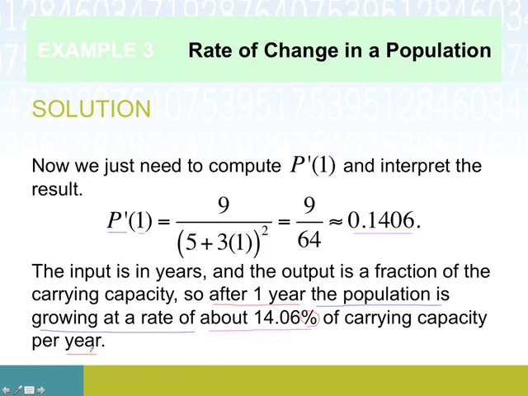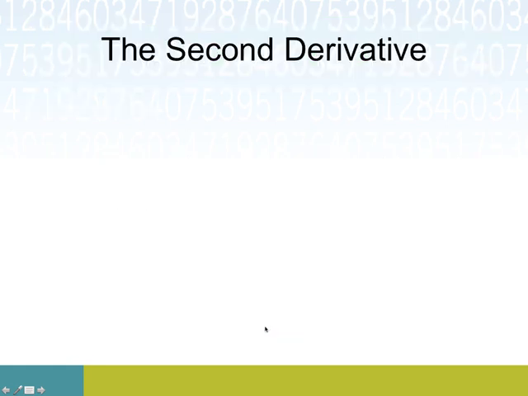So 1 year into this study, the population is growing. We would expect in the next year to grow about 14% of its way toward its carrying capacity. So the quotient rule is tackled. That's another thing we can put in our toolbox. Product rule, quotient rule, power rule are all part of our way of determining derivatives at this point, the derivative functions. And so now that we've mastered that, that's sarcasm, we can start talking about so-called higher order derivatives.